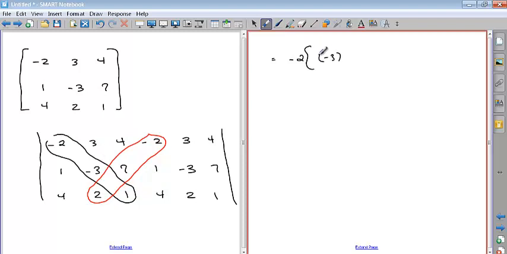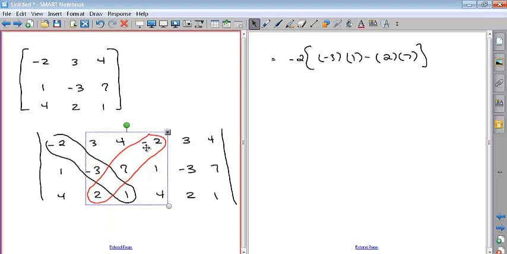So you'd have negative 3 times 1 minus 2 times 7. So we take this number, which is common to both of them. Then we're going to take negative 2 times negative 3 times 1. We're going to subtract negative 2 times 7 times 2. Okay.